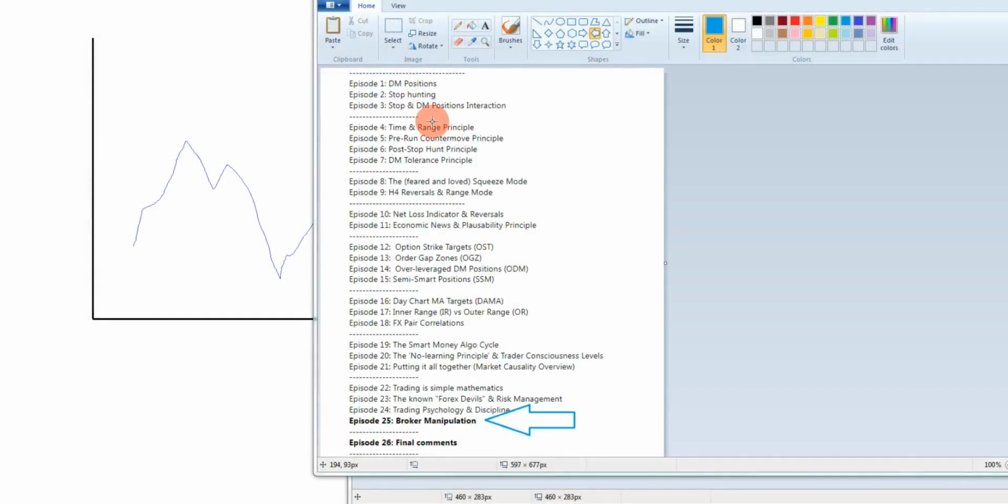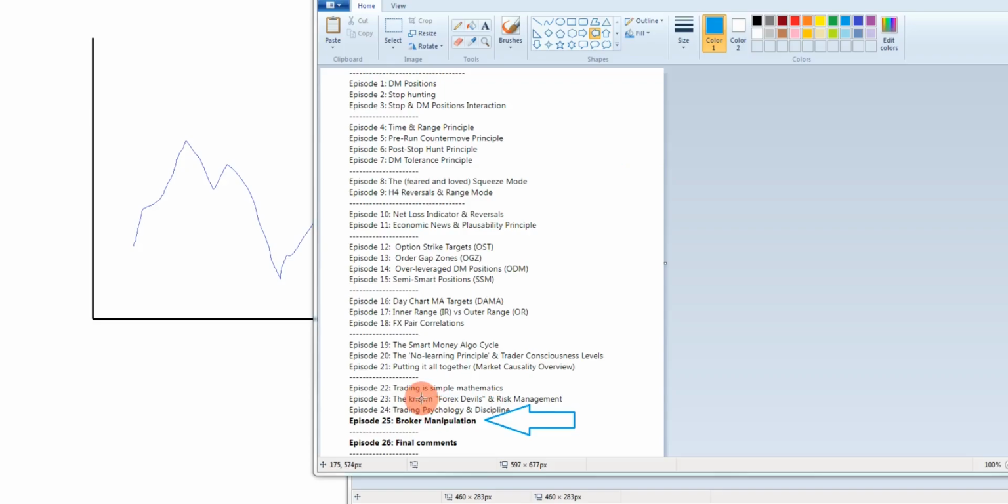Dear traders, ladies and gentlemen, we are coming to the last episodes of the MCA Trading Made Simple series. Today we're going to talk about the important topic of broker manipulation. And please understand that the market causality evolves around the actual price finding mechanisms about the smart money algorithms. The broker manipulation comes on top of that, okay?